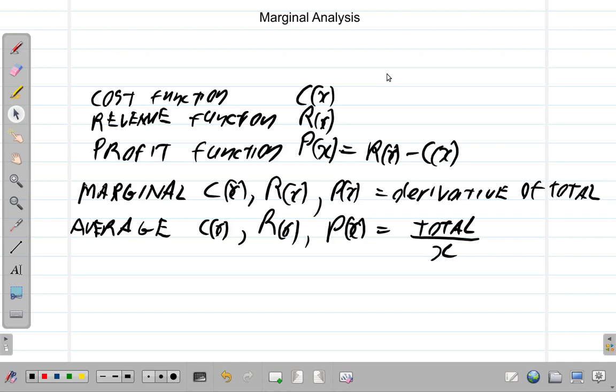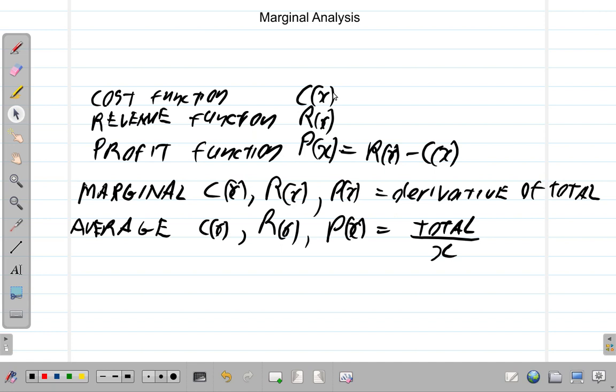Let us look at marginal analysis. This is an application of calculus and it's applicable to business studies. Now, we have three main functions here. Three main mathematical functions. We have the cost function, C of x.